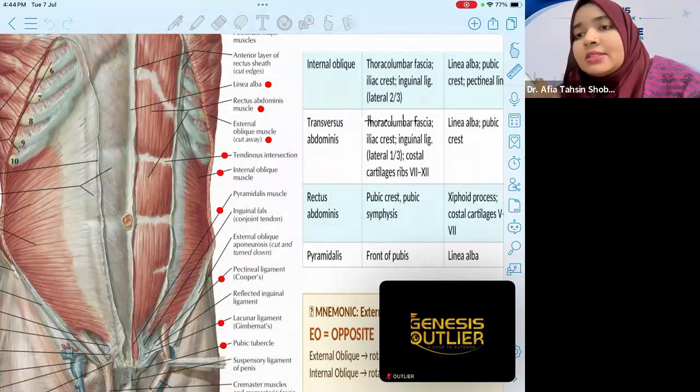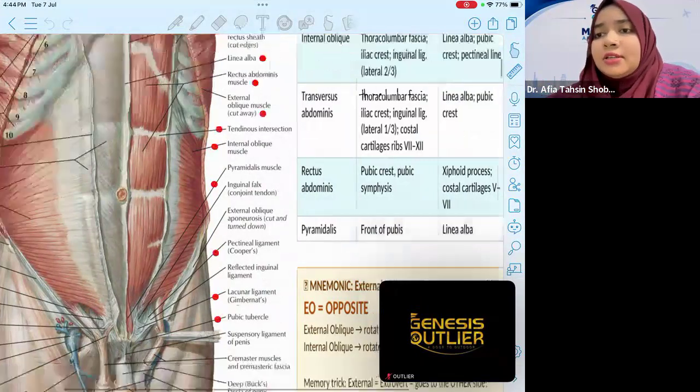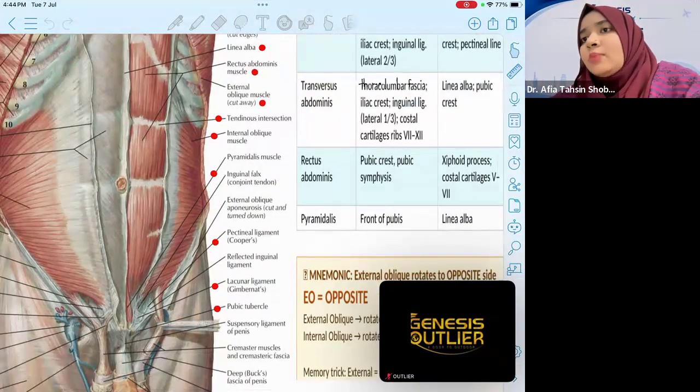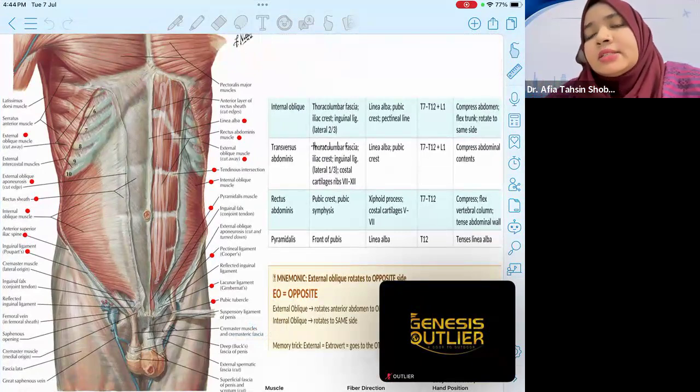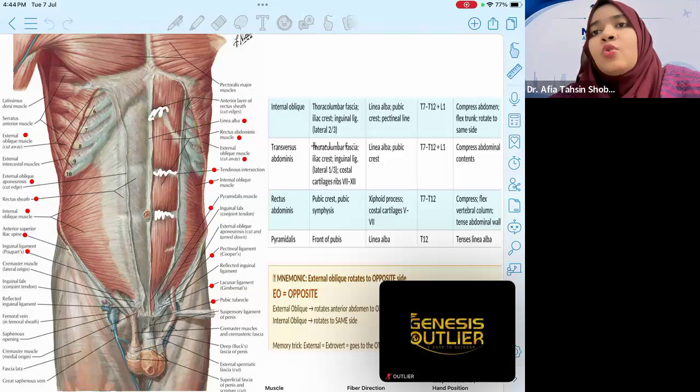So let's start again. Sorry for the inconvenience. Now come to the rectus abdominis muscle. See this area? This is the rectus abdominis muscle, and we will get some tendinous insertions in the rectus abdominis muscle. Okay, we have to know the importance of these tendinous insertions. First, we will go for the origin and insertion.